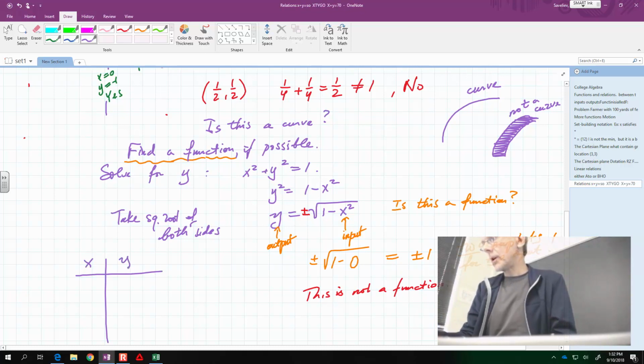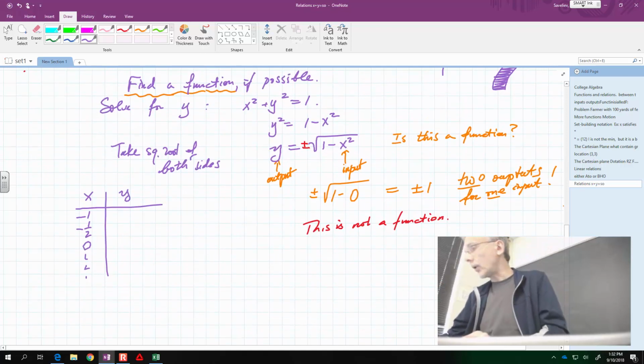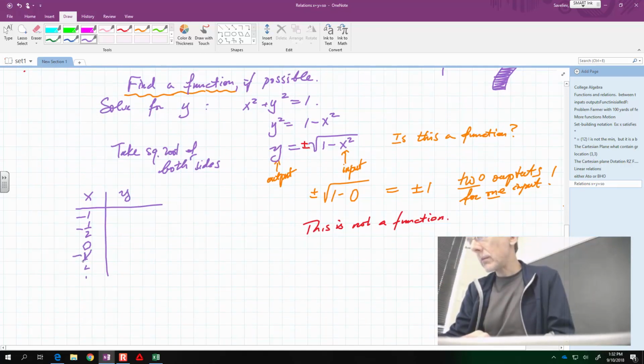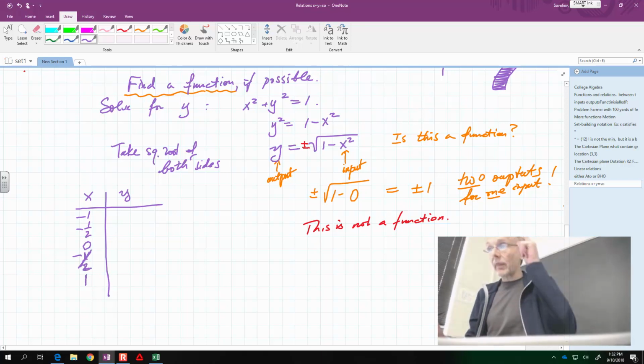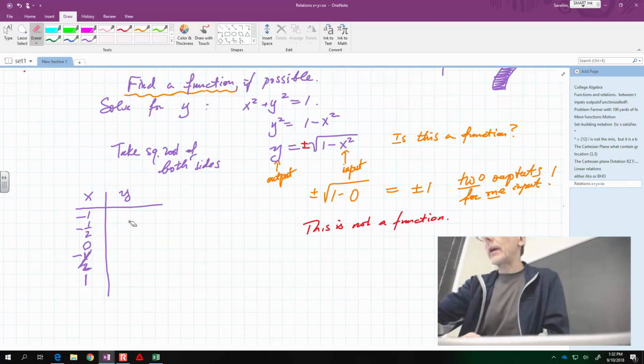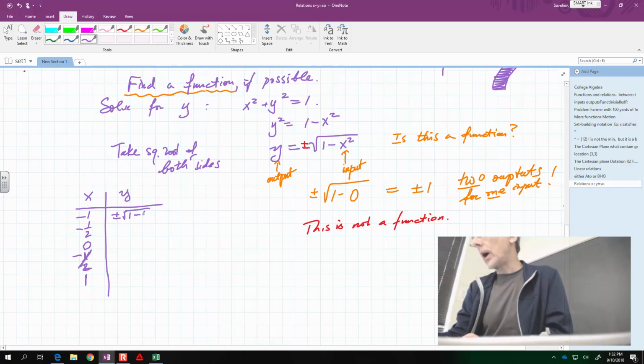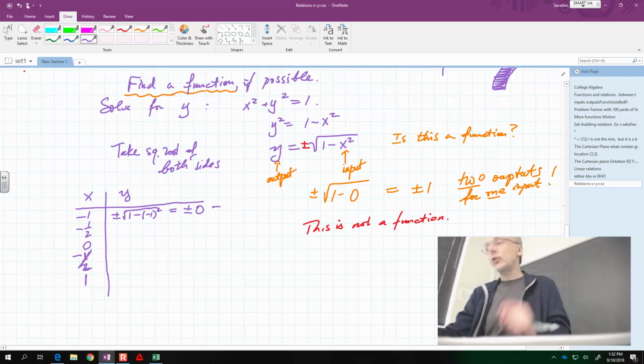So x and y, I take negative 1. How about negative 1/2, 0, 1/2, and 1? Okay, so all of these are within the domain. So I plug these 5 into my formula. I'll have 0. Let's not rush things. So I have plus or minus square root of 1 minus negative 1 squared, or I end up with plus or minus 0. Okay, so that would be good news, because we end up with 1 answer.